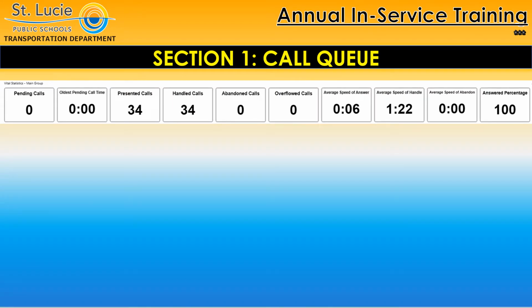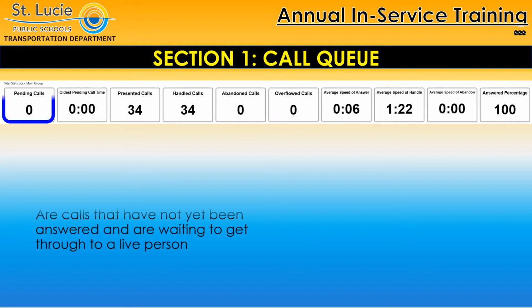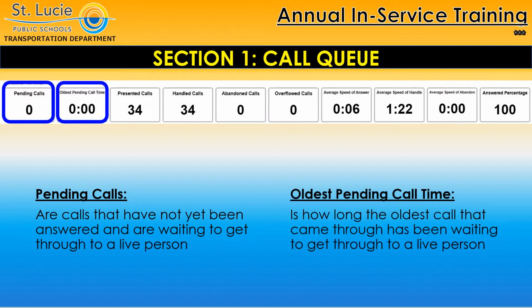Looking at section 1 for the call queue, the first box you'll see is the pending calls. This is the number of calls that have not yet been answered and are waiting to get through to a live person. Right next to that is the oldest pending call time. And this shows how long the oldest call that came through has been waiting to get through to a live person.